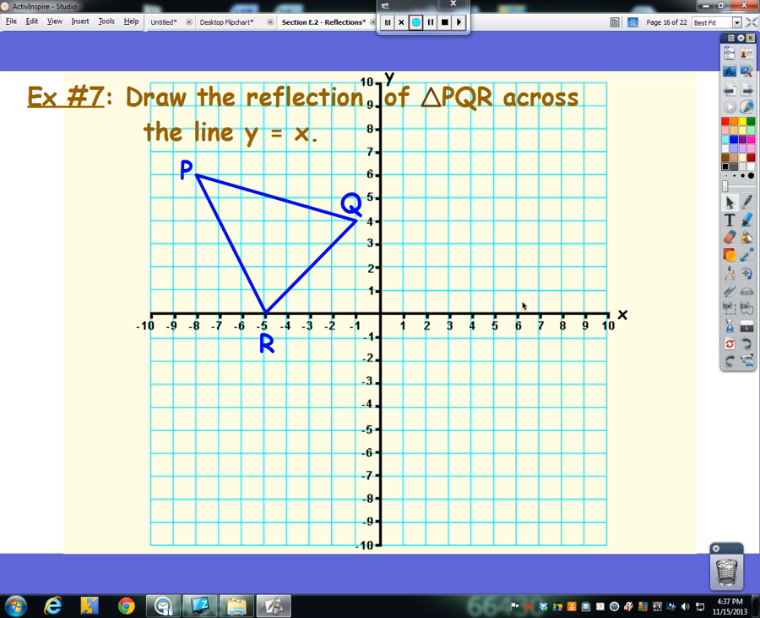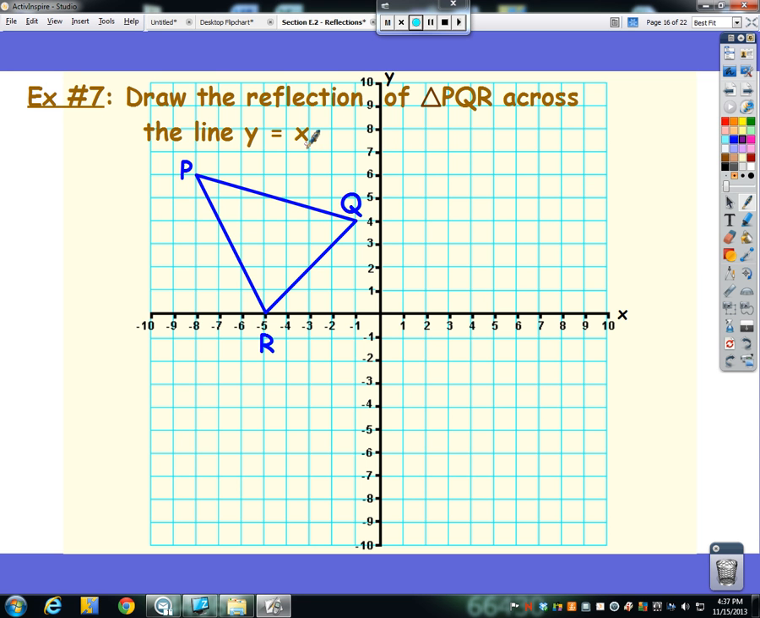All right, the last one we're going to work out together. Now we're not going to reflect across a vertical or horizontal line. Now we're going to go across the line y equals x. So first we need to graph y equals x. And again, I mentioned before that y equals x just means if you don't know what it is, just start plugging numbers in for x and find the y-coordinate, and then graph that point.